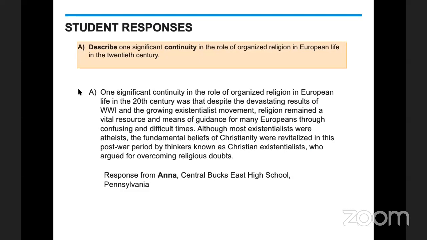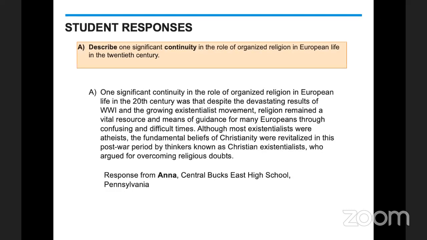Here's our response for task A. Again, we're looking for a significant continuity in the role of organized religion throughout the 20th century. This is from Anna at Central Bucks East High School in Pennsylvania. And Anna writes, one significant continuity in the role of organized religion in European life in the 20th century. And again, I'm going to pause because what Anna has done is use the stem of the prompt to respond to the prompt. That's excellent because it creates a topic sentence for your paragraph.